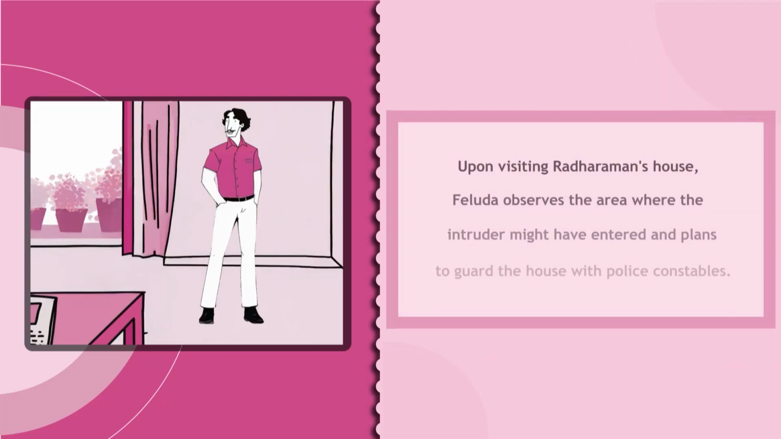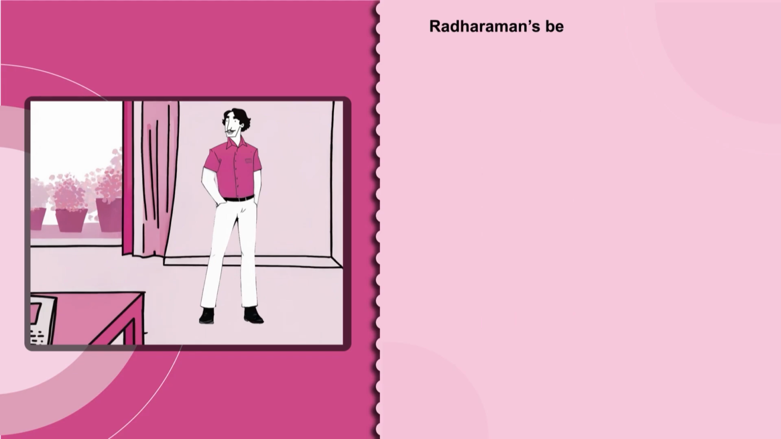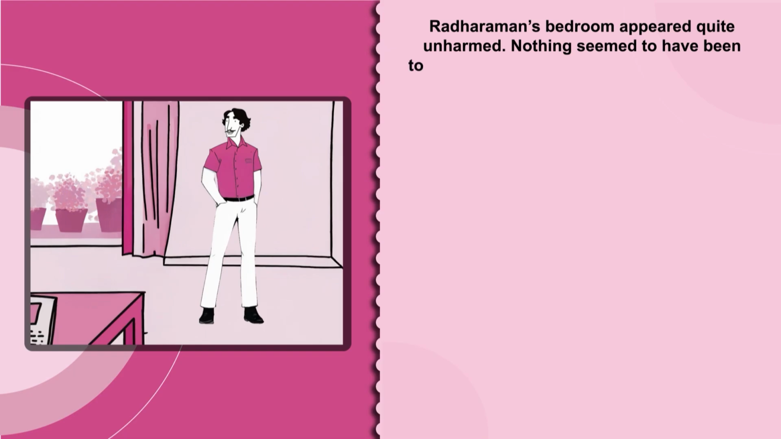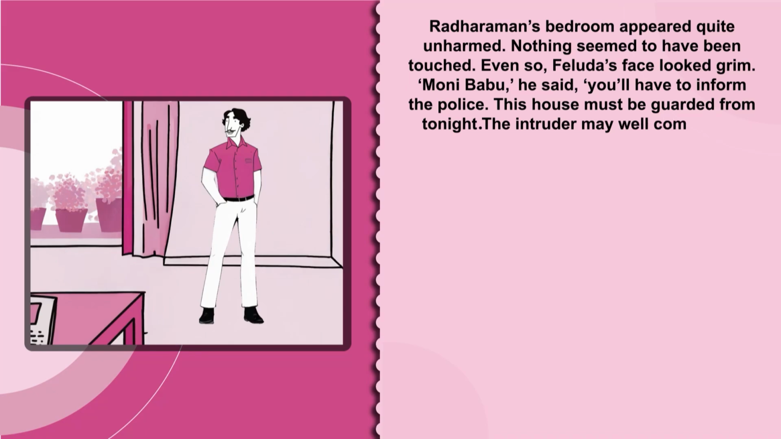Upon visiting Radharaman's house, Feluda observes the area where the intruder might have entered and plans to guard the house with police constables. Radharaman's bedroom appeared quite unharmed. Nothing seemed to have been touched. Even so, Feluda's face looked grim. "Moni Babu," he said, "you'll have to inform the police. This house must be guarded from tonight. The intruder may well come back.